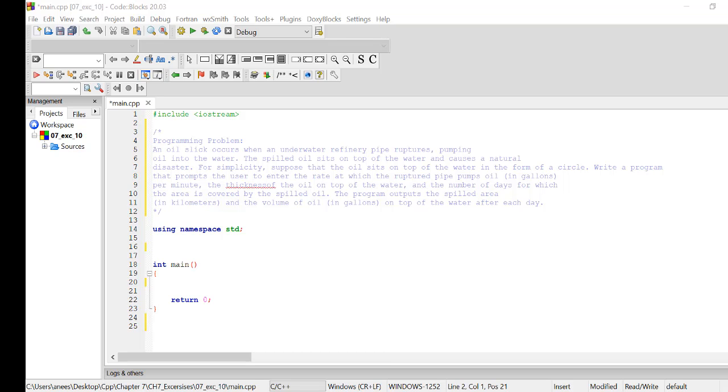Hello everybody, today we're going to be doing another programming problem. Now this programming problem says, you can read it at the top right here.